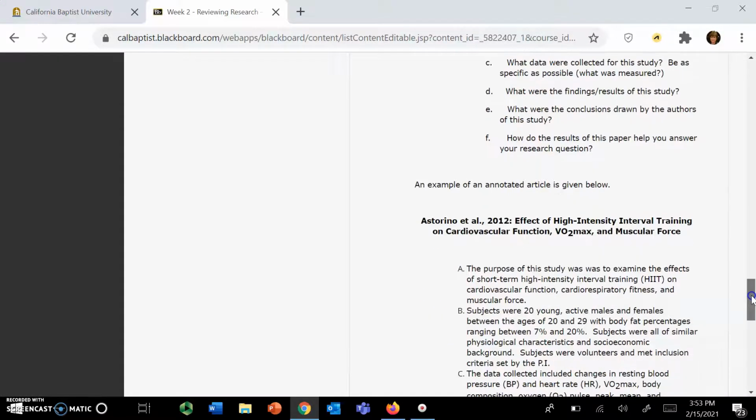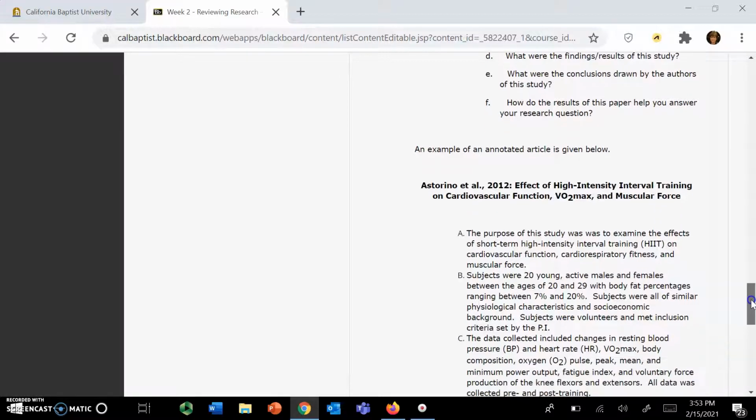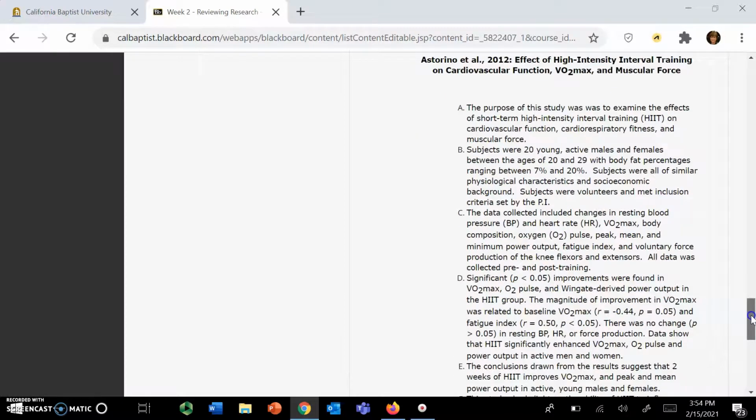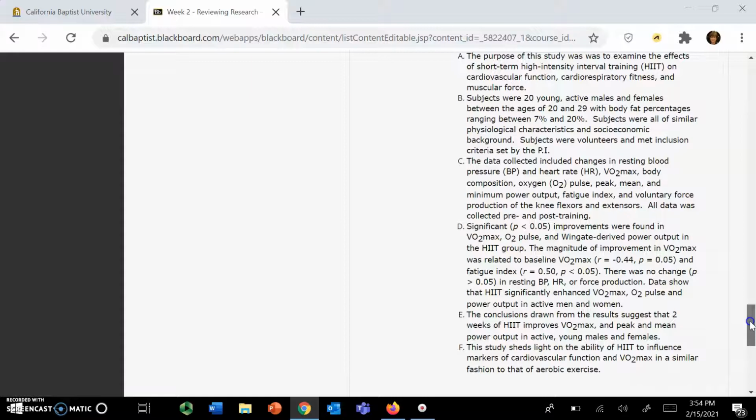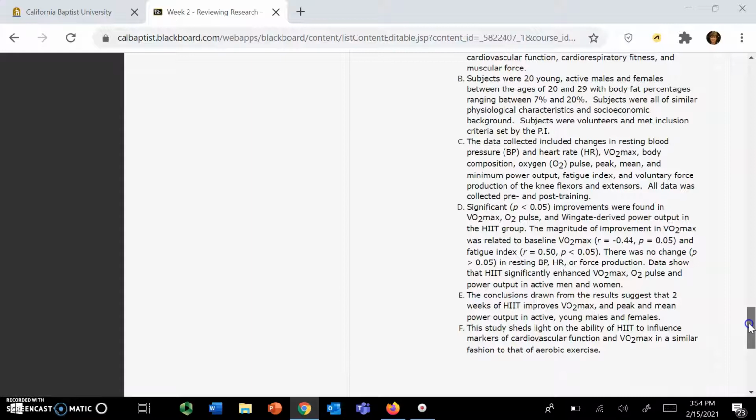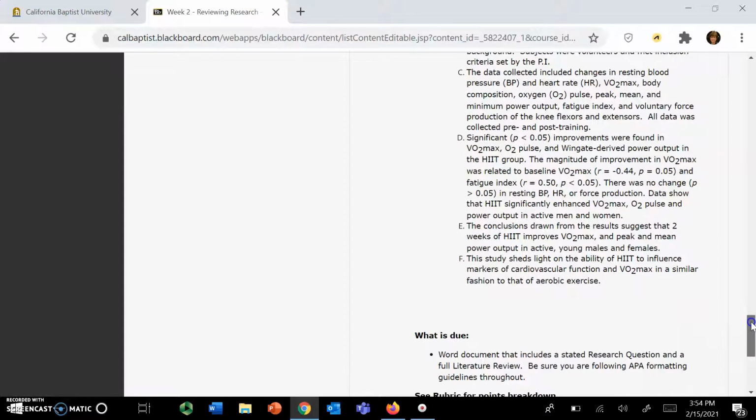Here is an example of an annotated article. Again, if you follow this kind of a format as you write your review, you should be in good shape. Again, you see A would be providing the purpose of the study. B would be the participants or subjects of the study you're reviewing. C would be how the data was collected. D would be the results from the study you're reviewing. And then E would be conclusions that were drawn because of the results. And then the relevance of the results to your topic.